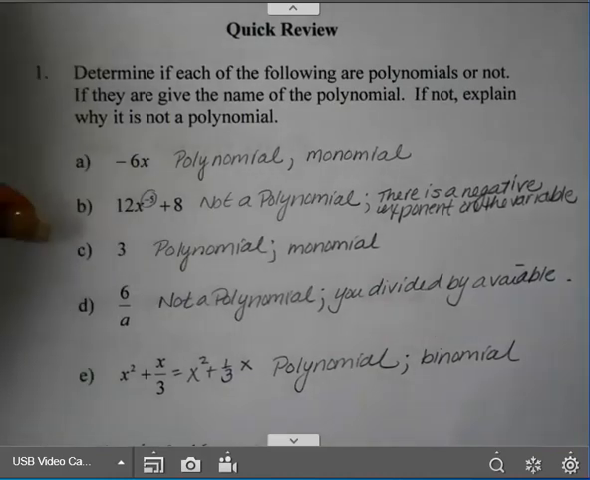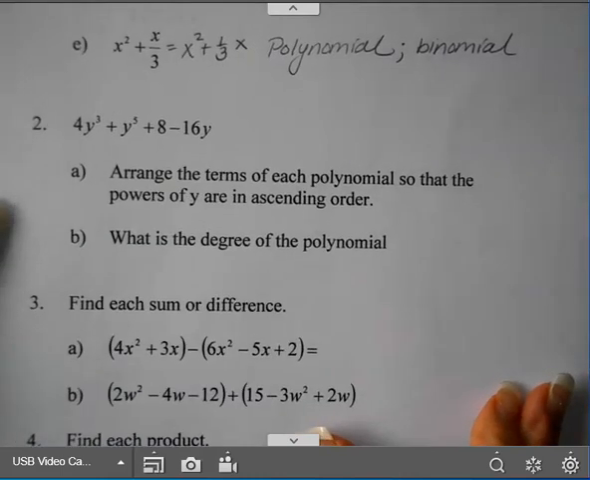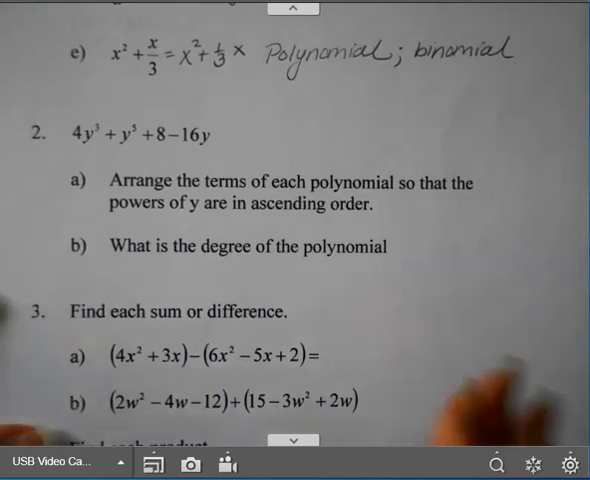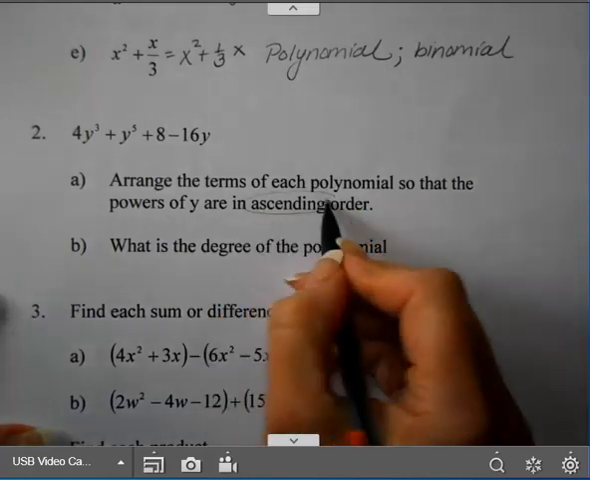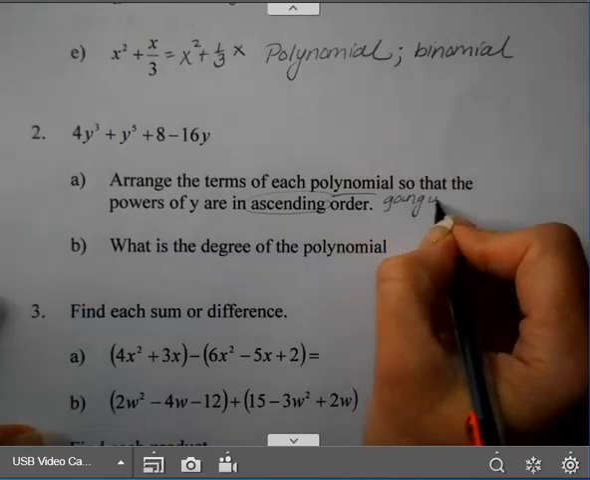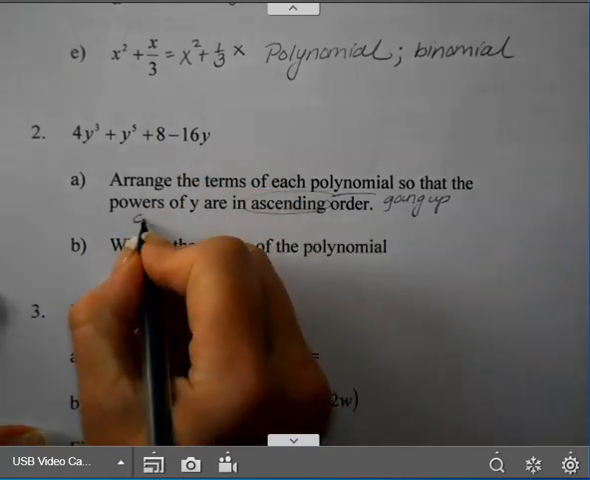For example two, arrange the terms of each polynomial so the powers of y are in ascending order. So ascending means going up. Descending would be going down. Okay, so we want it going up. So the one that doesn't have any y's at all would be the 8. So we'll start with the 8.